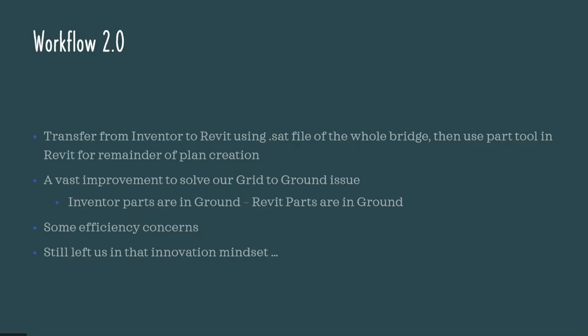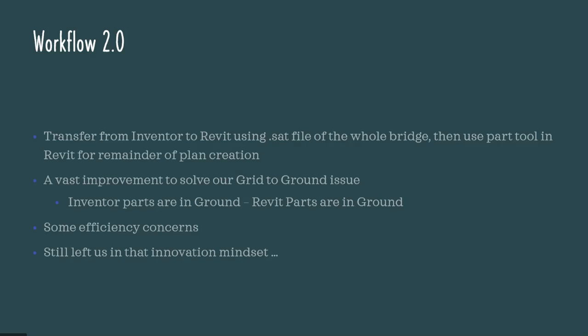And we did this by, let's just ship the whole bridge over essentially in a SAT file. And then we break that into parts essentially in Revit, and then we started to put rebar in those parts. And one important thing in Montana with our grid to ground, our Inventor parts were in ground and our Revit was in ground, and so we had that 1-to-1 between where we're creating our parts and where we're detailing them. The important thing here is we're still using InfoWorks all the time. We can still take those models and put them in InfoWorks for that.